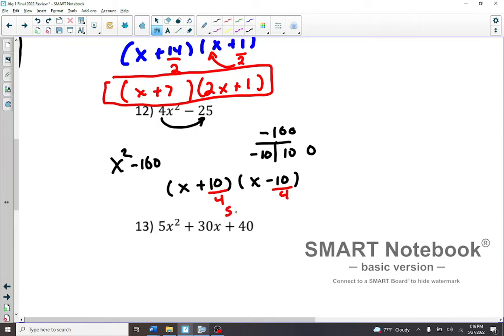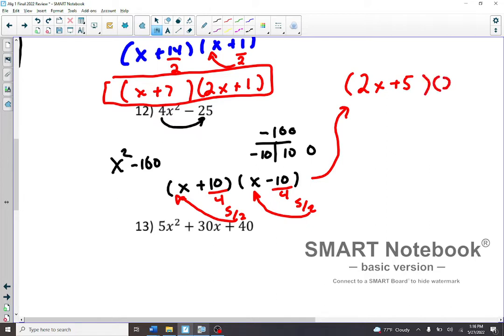Can I simplify this? Yes, to 5 over 2 and 5 over 2. But I still have a fraction, so I got to move it to the front. So your final answer is 2x plus 5, 2x minus 5. And you could also see that because these are the square roots of each other.